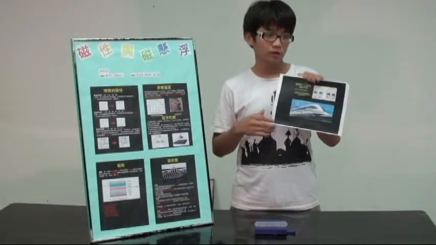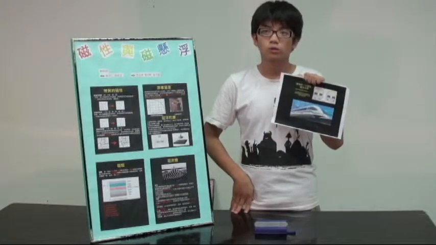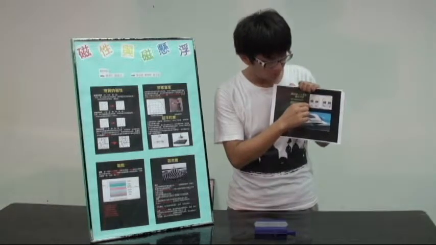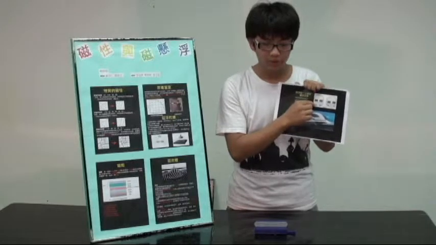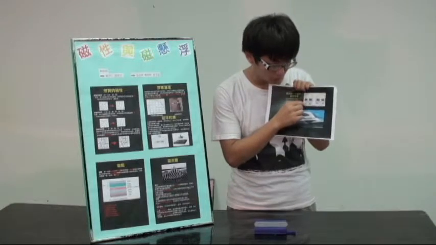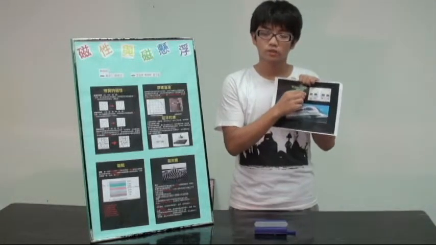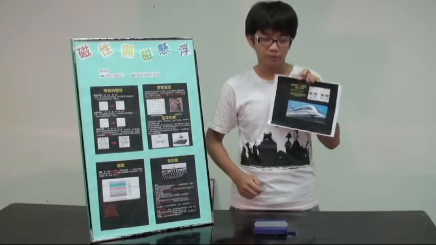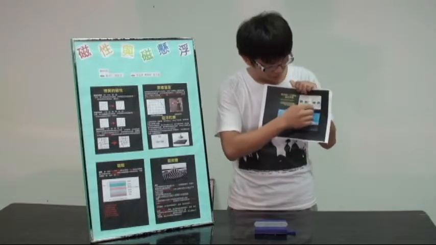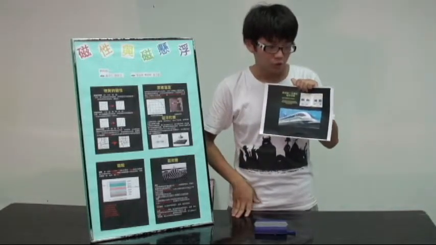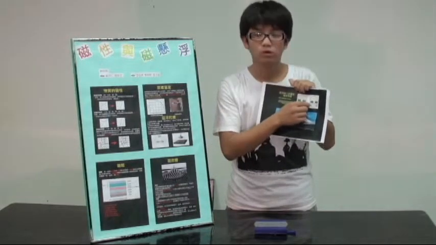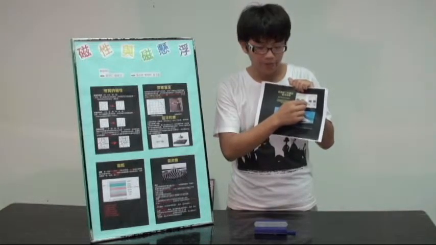The one is used for repulsion, like this. The red is an electromagnet. It is used to repel the train, letting it float in the air. And the other one is used for attraction, like this. It uses the electromagnet to let the train float in the air.